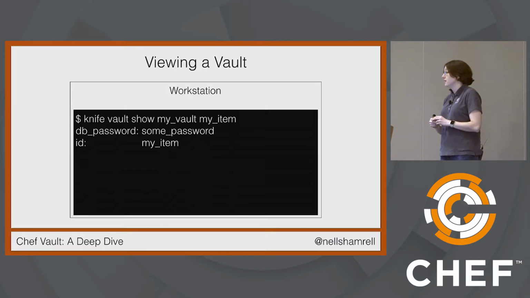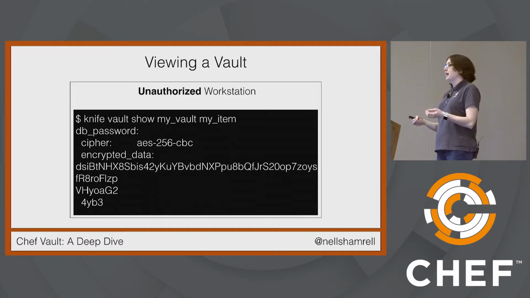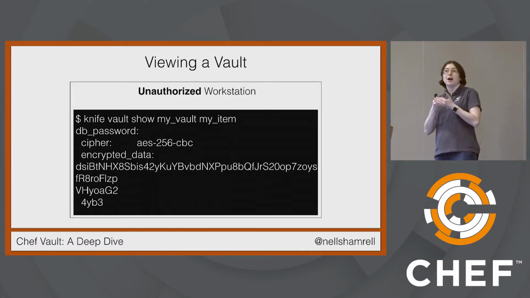And again, if I'm authorized to view it, I would get back the decrypted information that is within that item in the vault. Now, if I were running this from a workstation that did not have an authorized key, I would just get back this noise. I would get back the encrypted data, but it would not decrypt it for me, and it doesn't tell me that much about what's in that item itself.